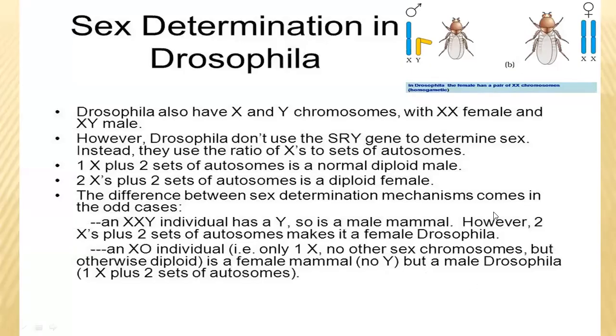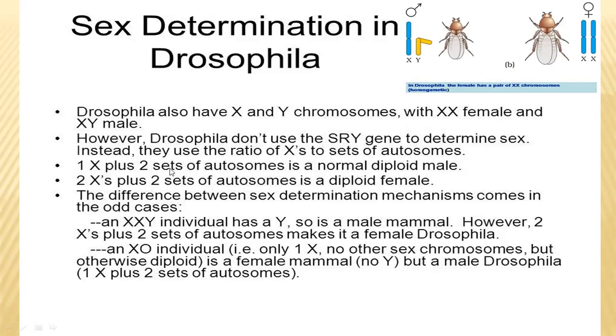And sex determination in Drosophila. In Drosophila also, they have the XX and XY type of method. But in Drosophila, the SRY gene will not be there. In human beings, the SRY gene is there to determine the development of the testis. So in these organisms, apart from the SRY gene, it is the ratio of X chromosomes to the set of autosomes that determines the sex of the individuals in Drosophila.